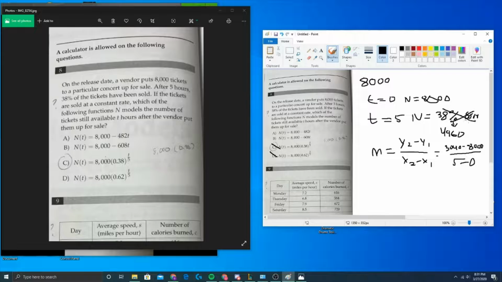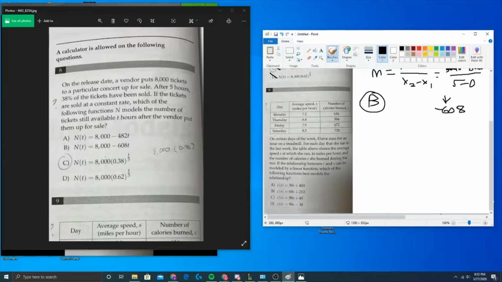And let's just cross this out. No one saw it. Get rid of the evidence. And you know what? This just goes here. So 4,960 minus 8,000 divided by 5. I apologize for that. Negative 608. And we can already see from one of our answer choices, the slope is negative 608. So the answer choice is going to be B.